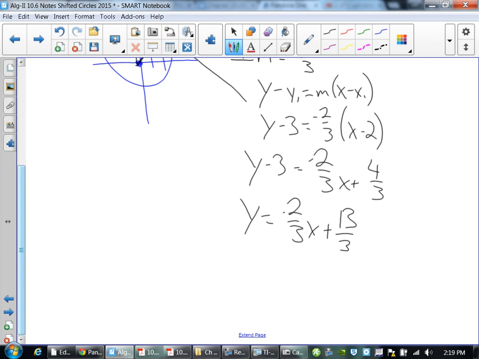Can't the radius be tangent to anything on the circle? Because it's asking to be tangent through that one specific point. Oh, that's all. It's asking for that specific point. You're right. There's an infinite number of tangent lines, but that's why they'll say through a point.